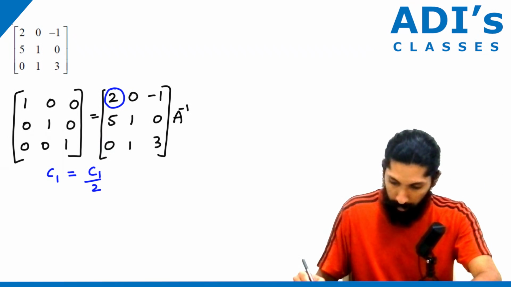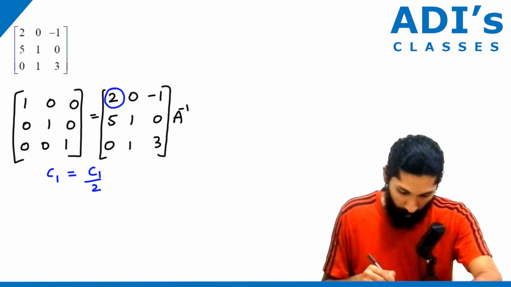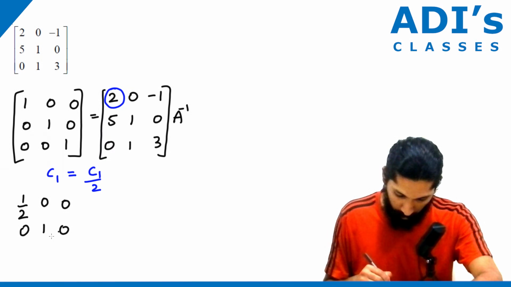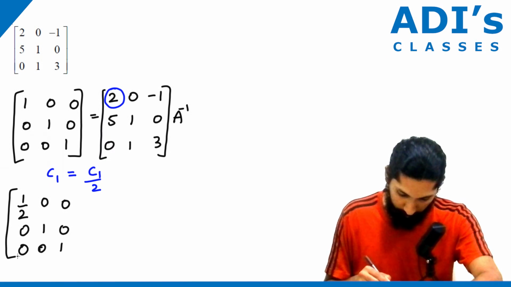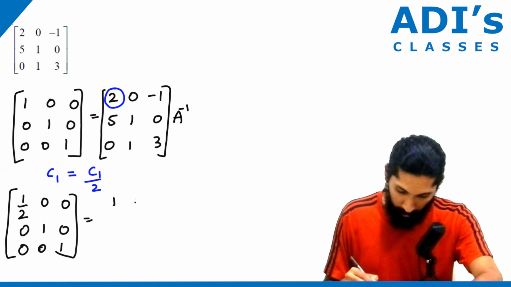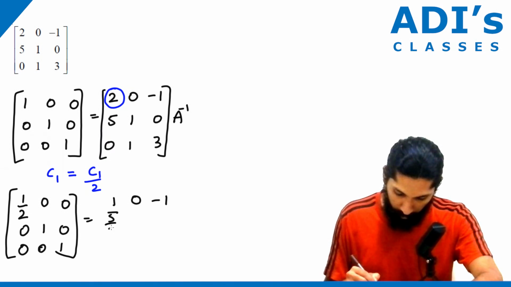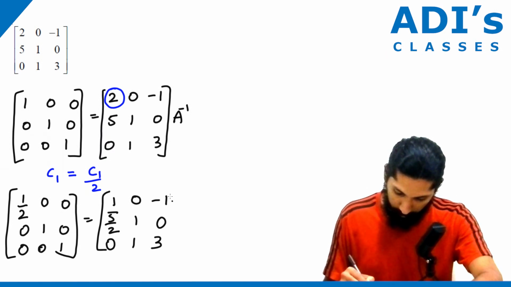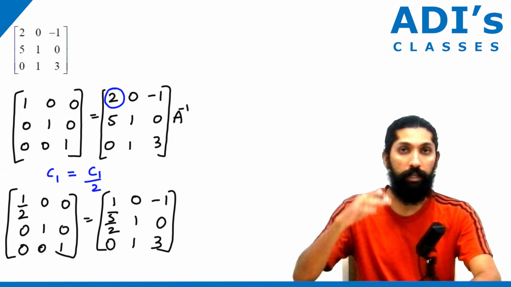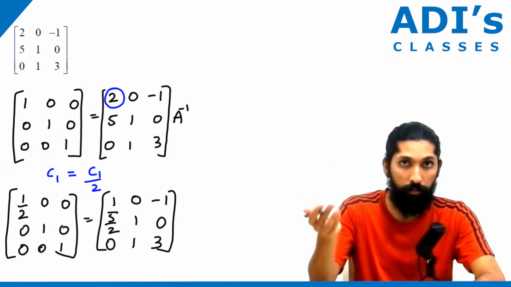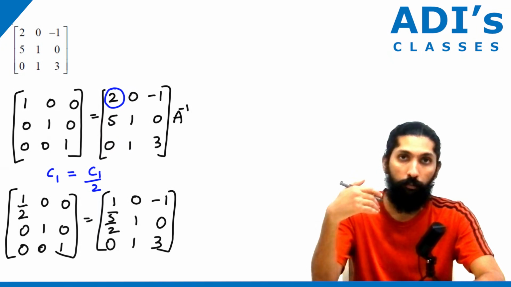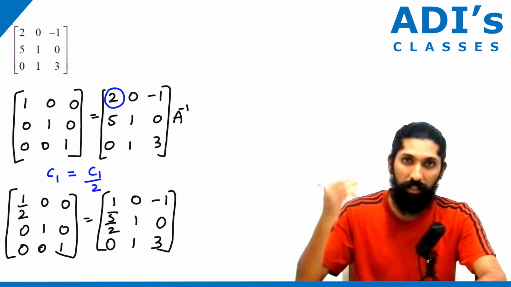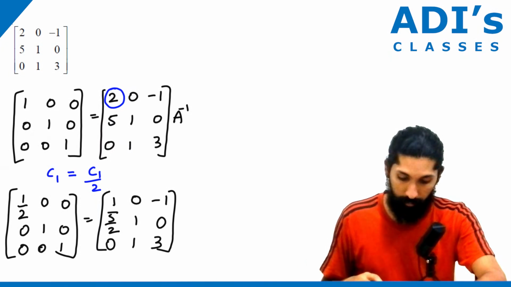When you do this, you will have 1 by 2, 0, 0, 0, 1, 0, 0, 0, 1 equal to 1, 0, -1, 5 by 2, 1, 0, 0, 1, 3. Correct? Now, instead of doing one operation in each step, you can do 2 or 3 operations together in one single step. It's going to make your life much easier, that's all.